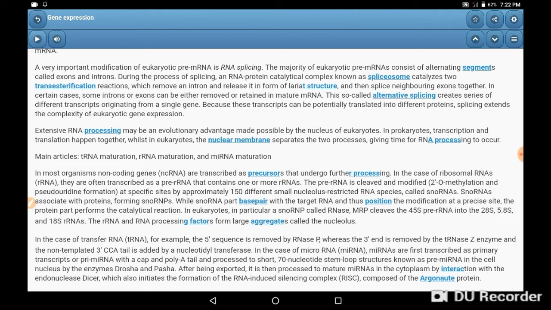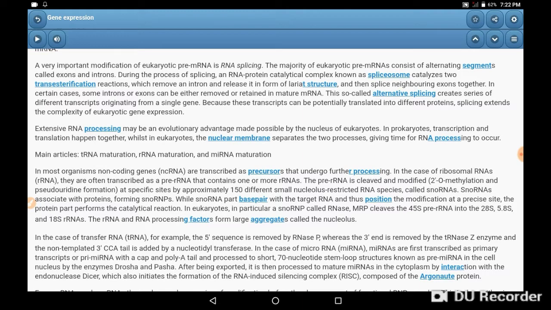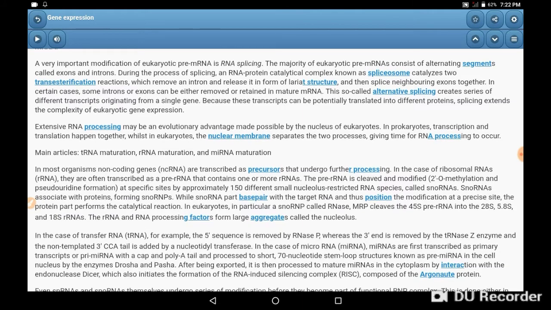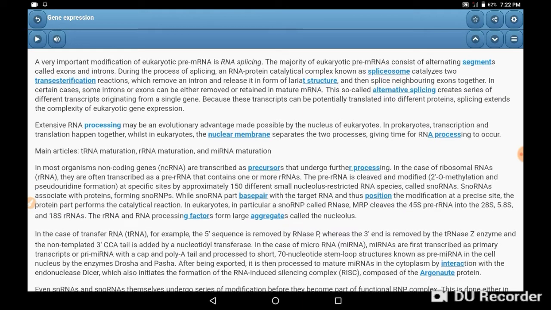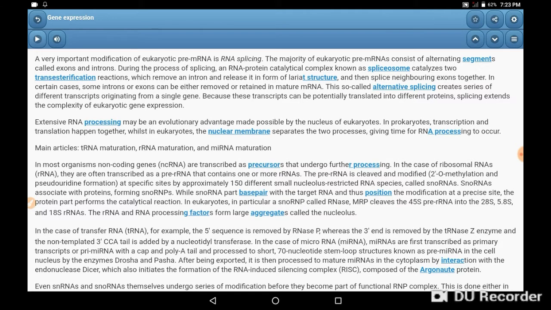In certain cases, some introns or exons can be either removed or retained in mature mRNA. This so-called alternative splicing creates a series of different transcripts originating from a single gene. Because these transcripts can be potentially translated into different proteins, splicing extends the complexity of eukaryotic gene expression. Extensive RNA processing may be an evolutionary advantage made possible by the nucleus of eukaryotes.